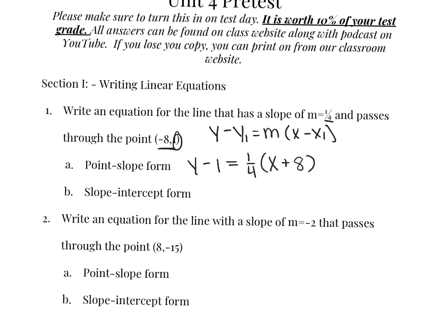Now that you've done this part, you don't know the intercepts, but from point slope form, you can just solve for y to get slope intercept form. So this is my answer for point slope. Now I'm going to go ahead and solve for y to put it into slope intercept form. So I have y minus 1 equals, I'm going to distribute my 1/4. So it equals 1/4 x plus 2.